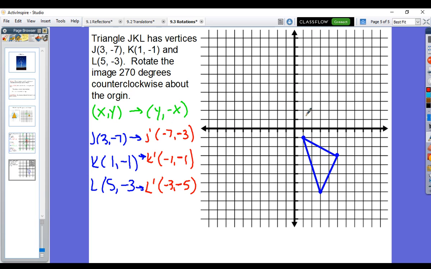Let's check that out. So negative 7, so 1, 2, 3, 4, 5, 6, 7. And then negative 3, 1, 2, 3. Ooh, that should be J prime. Negative 1, negative 1, K prime, and then negative 3, 1, 2, 3, negative 5, 1, 2, 3, 4, 5, negative 5. And that is L prime. Let's connect those.